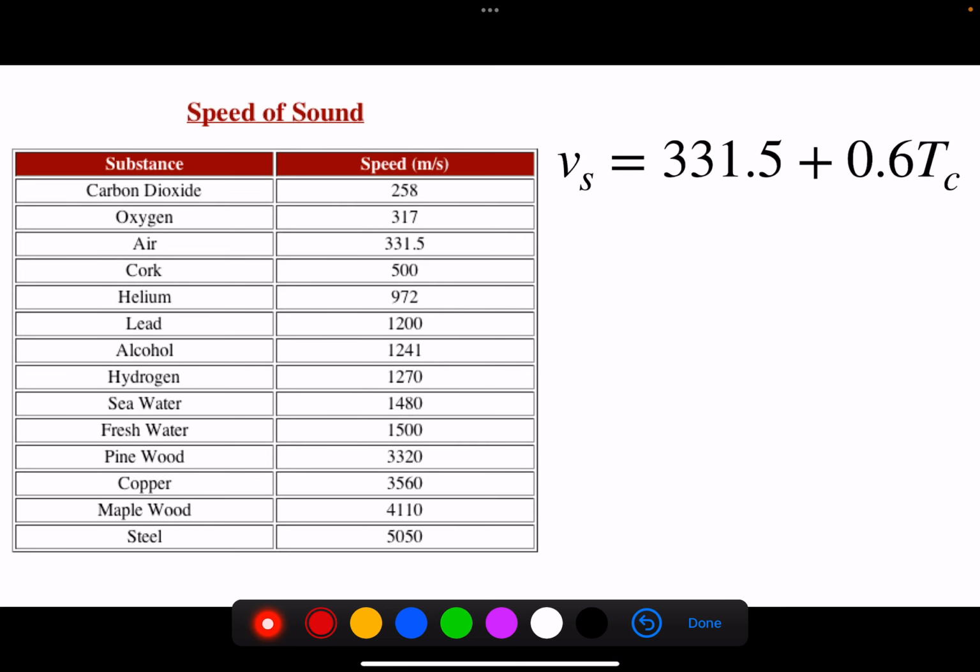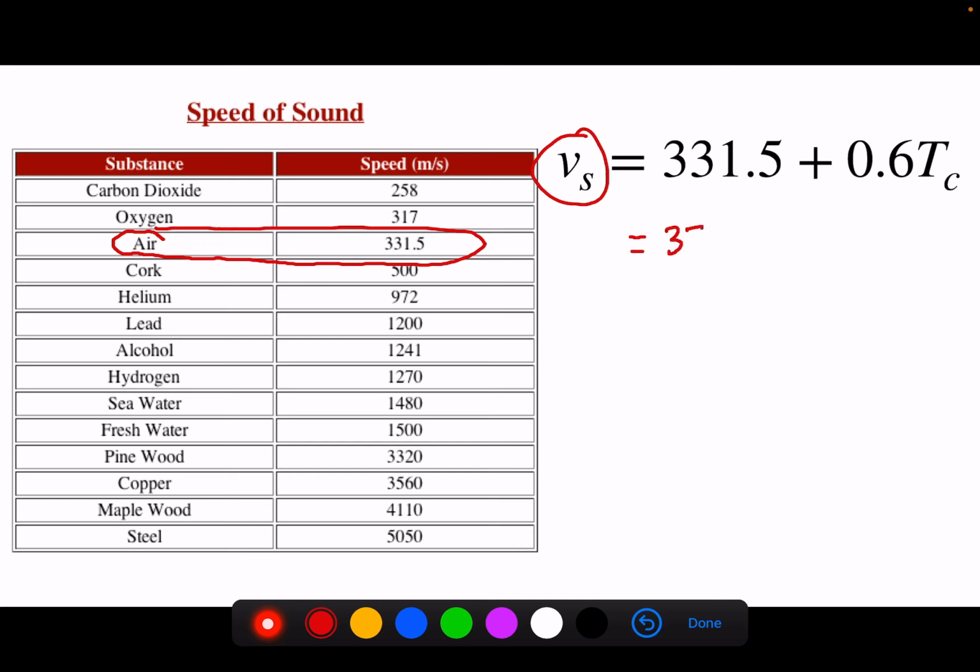We then realized that the speed of sound is in air. So in air, we have a formula that says velocity of sound equals 331.5 plus 0.6 times the temperature. The temperature on this day was 15 degrees. We plug this into our calculator and we get around 340 meters per second. We now have everything we need to solve this problem.